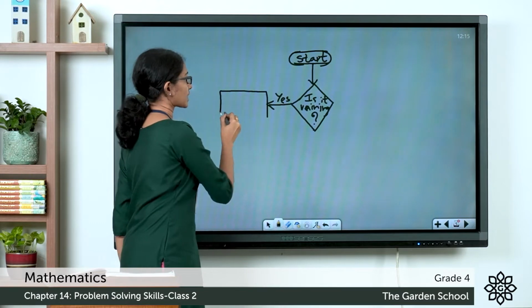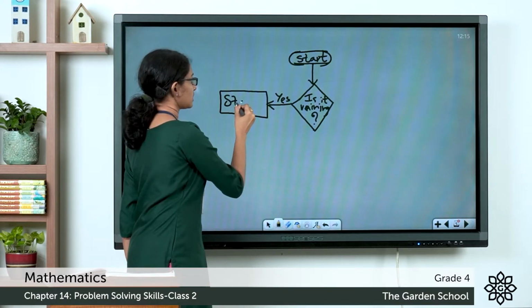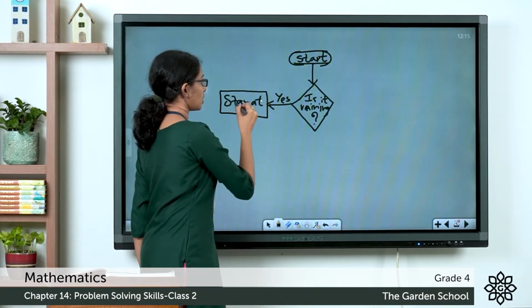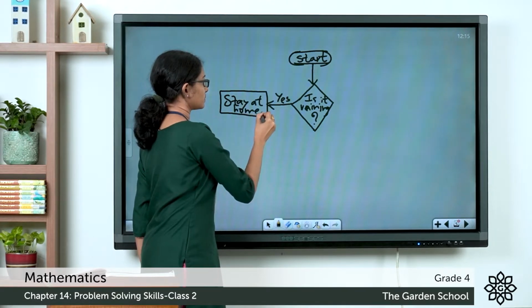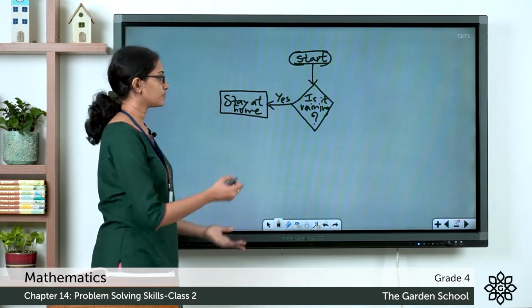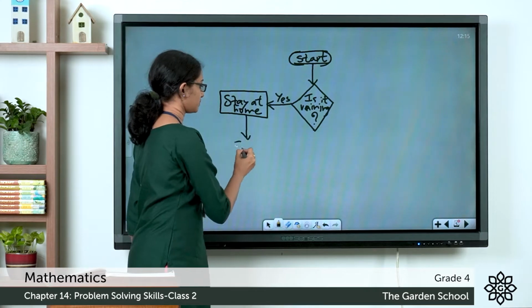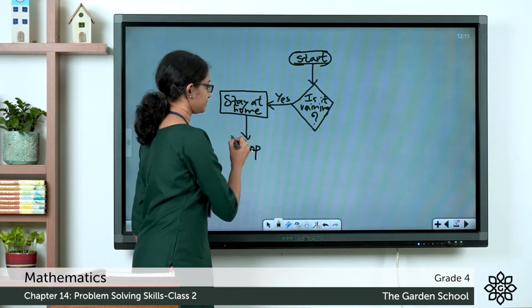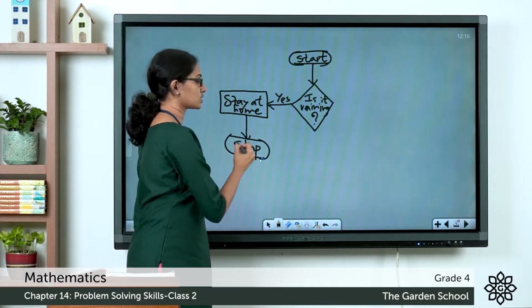So what action am I taking? Stay at home. What is the next step? Stop. We solve the problem. You are not going to the store because it is raining.